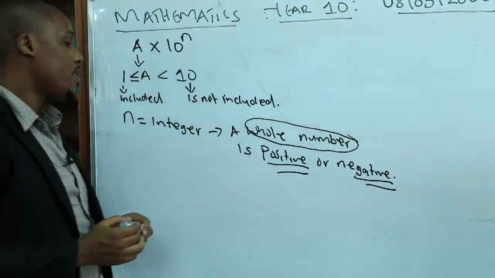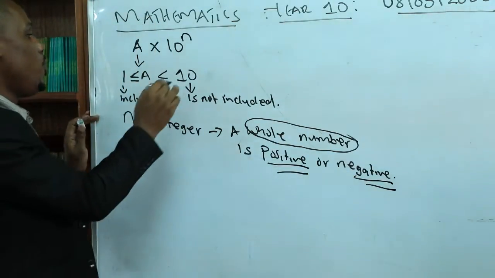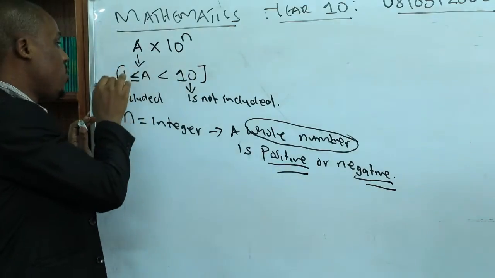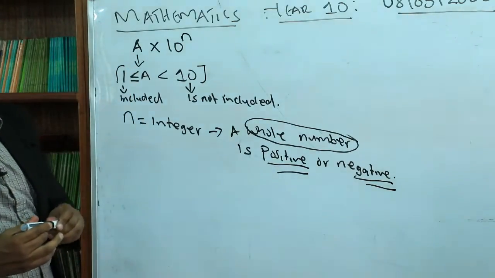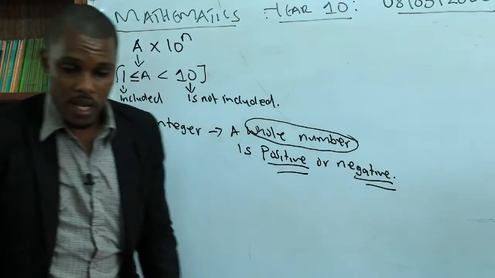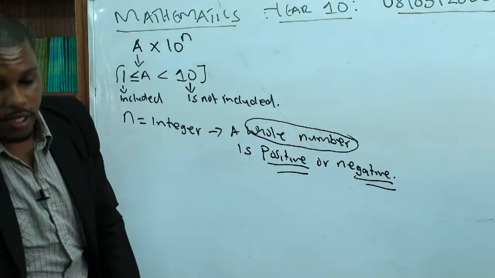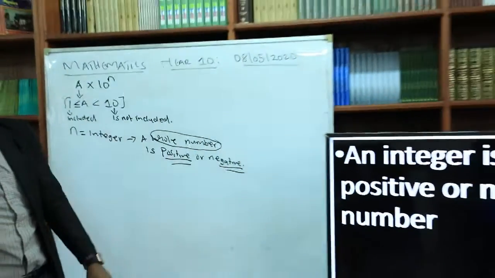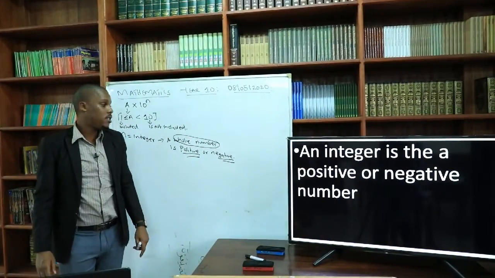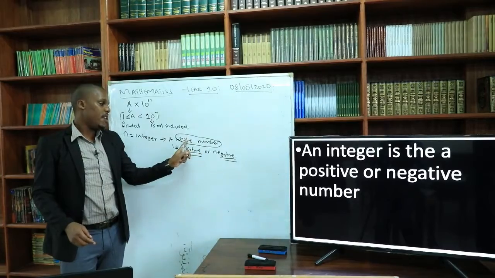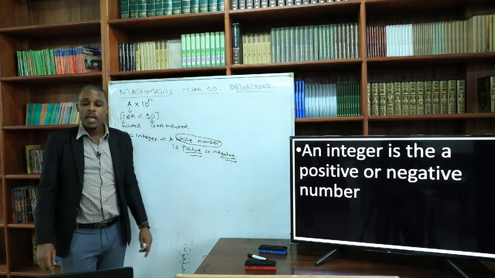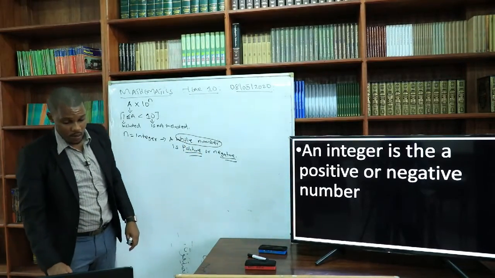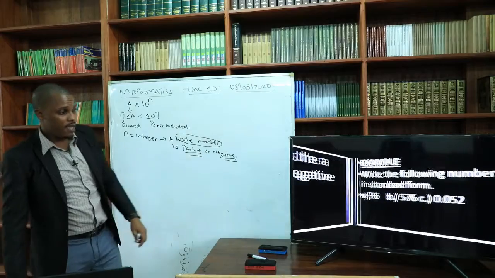Then the other thing is that the range must be between 1 and 10. So those are the two conditions that we'll be emphasizing in what we are going to deal with. So that's why I'm giving you the definition of an integer. And you have said that an integer is a positive or negative whole number. There must be a whole number there.